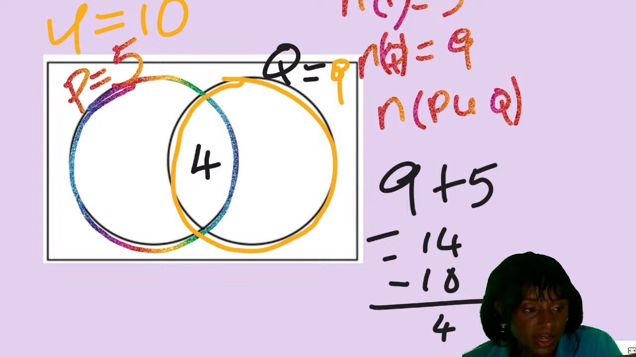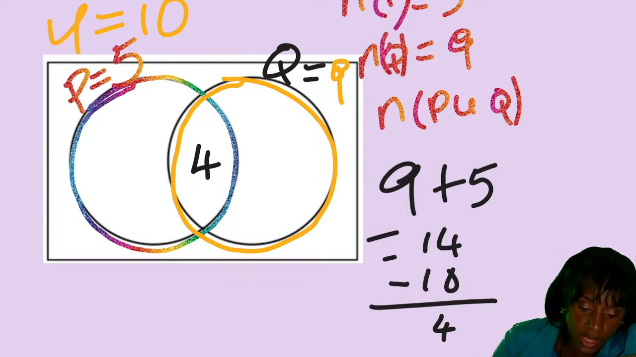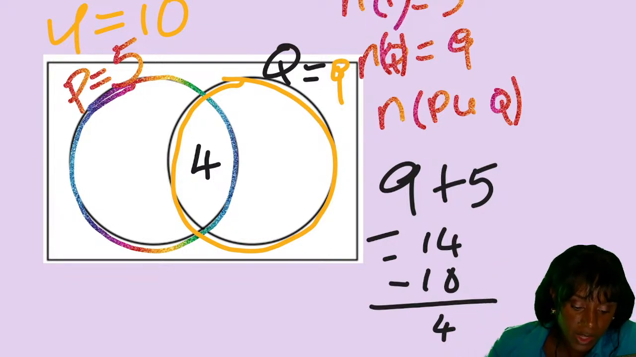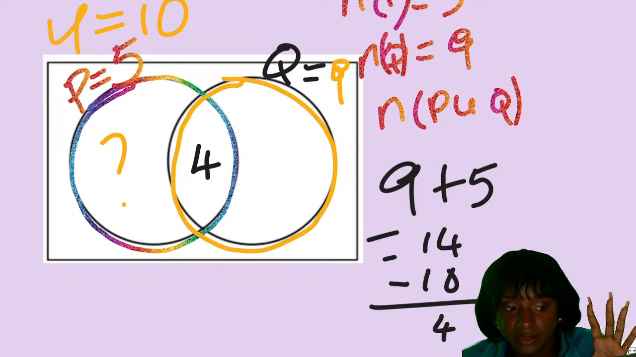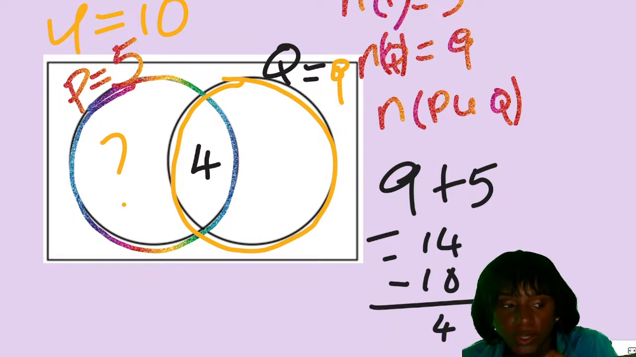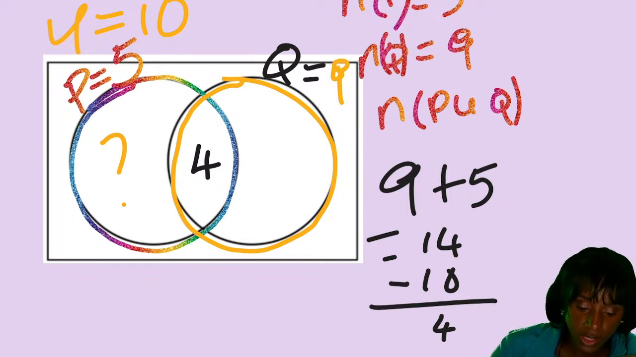Could somebody tell me what is the value that would fit in here? What is the value for P only? How many elements do we have in P only? In P, we have 5 elements. In the intersection, we have 4. How many elements would we have in P only? Okay, Johnny said 1. Jeremiah said 1. Chickenback said 1. Excellent. So in P only, we would have 1.